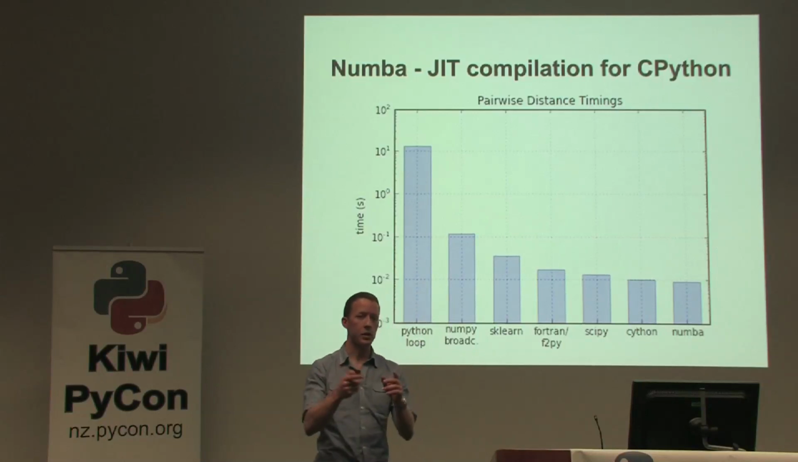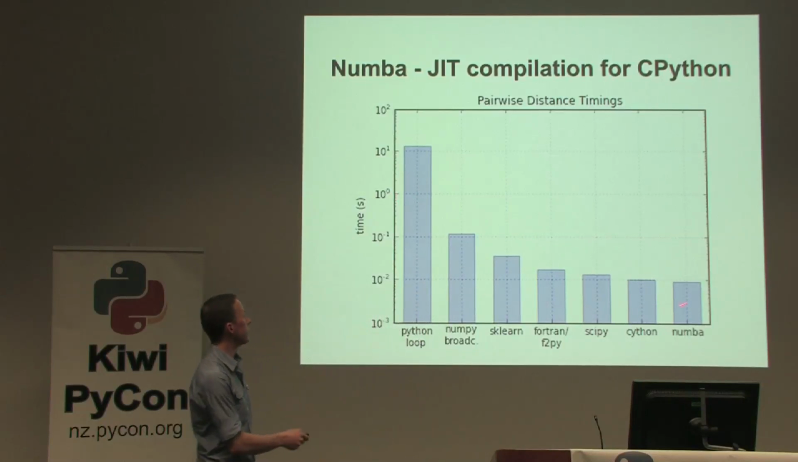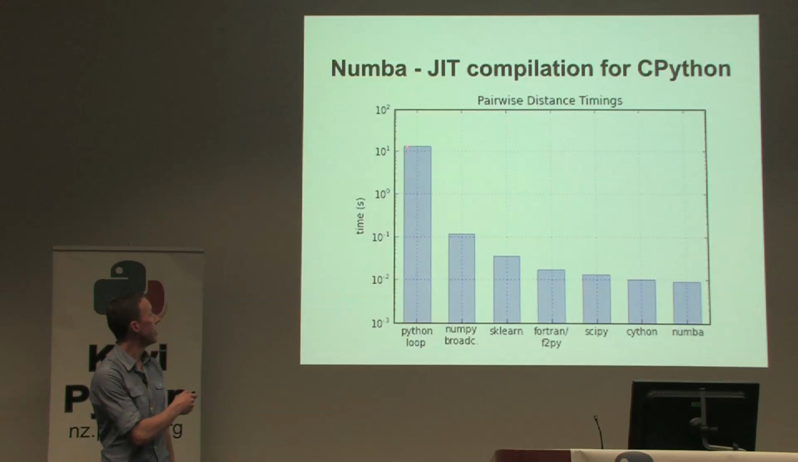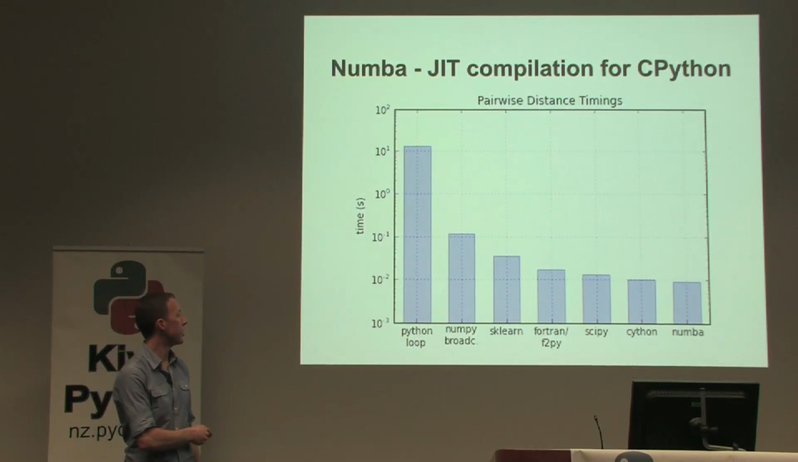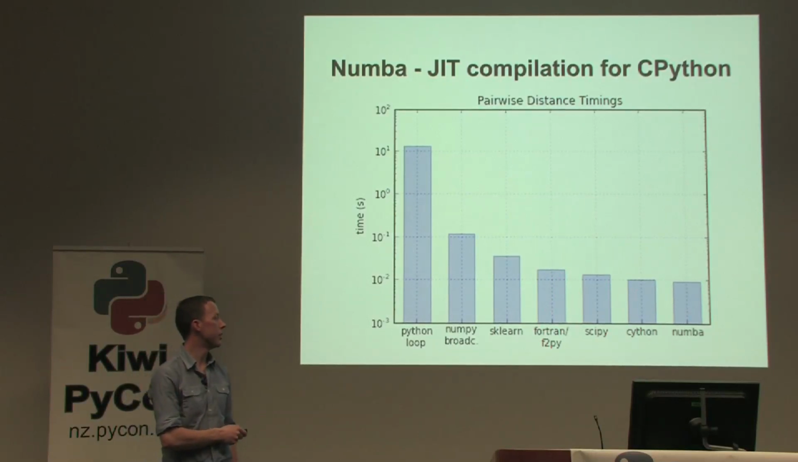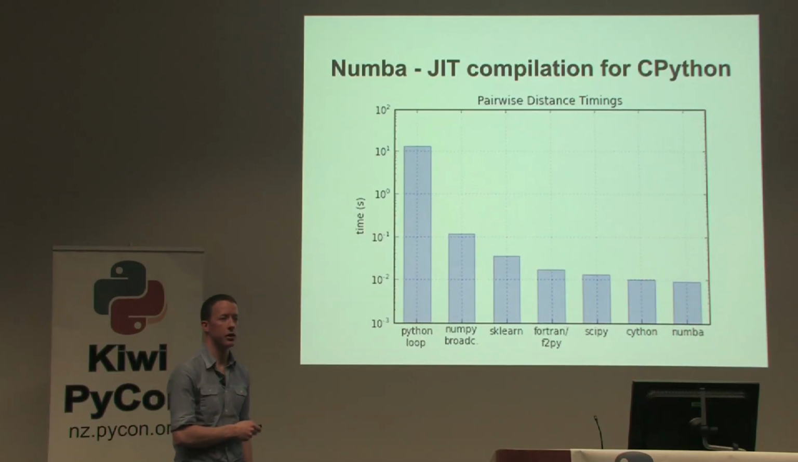For the pairwise comparisons I was talking about before, this is the difference in speed. That's a log scale, so from here to here is 10 times faster. This is the standard Python. This is a Fortran inside Python. This is optimized Python, and this is the result of the decorator. So it's blazingly fast.